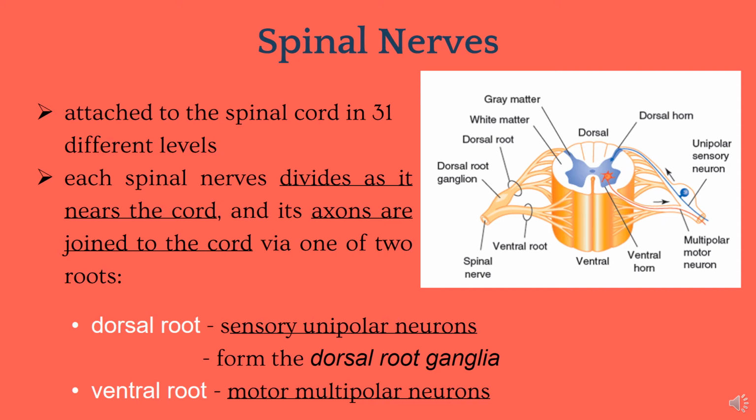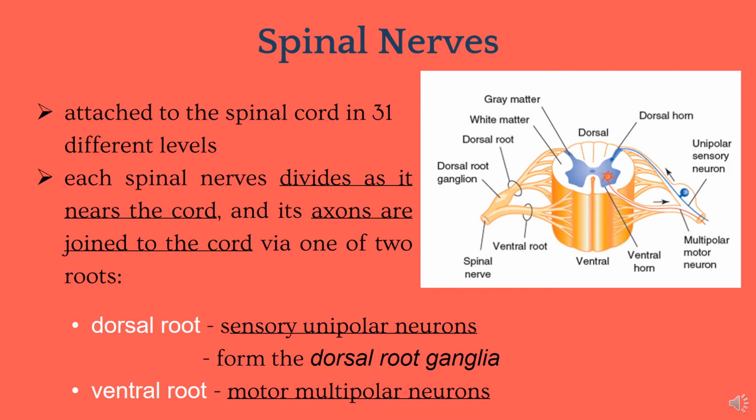Pairs of spinal nerves are attached to the spinal cord, one on the left and one on the right, at 31 different levels of the spine. Each of the 62 spinal nerves divides as it nears the cord, and its axons are joined to the cord via one of the two roots, the dorsal root and the ventral root.